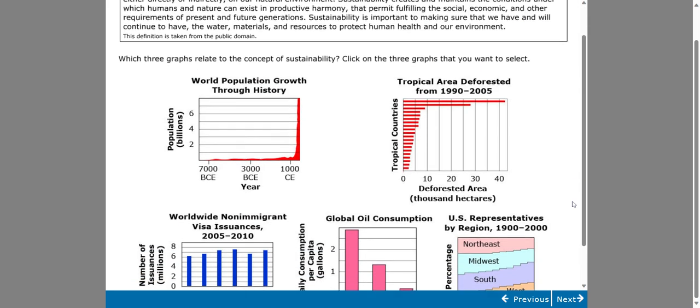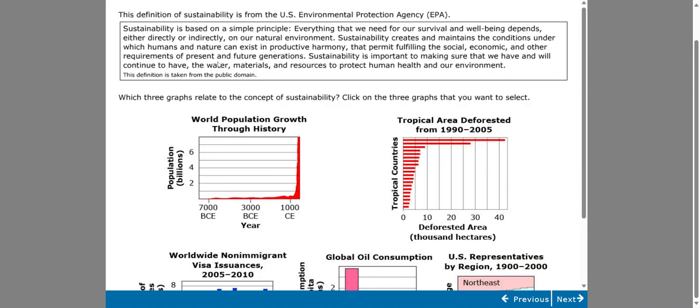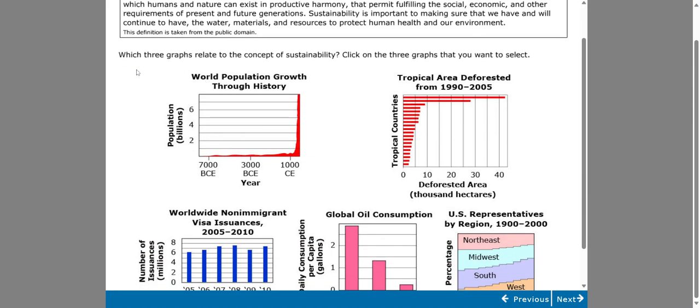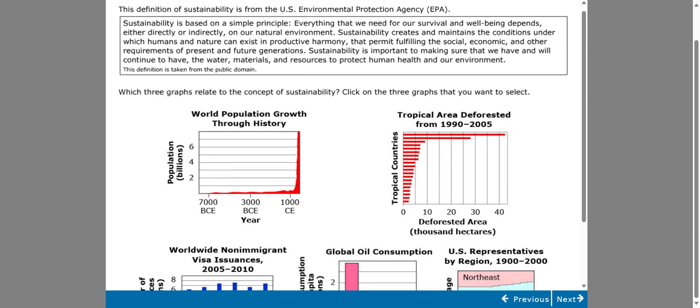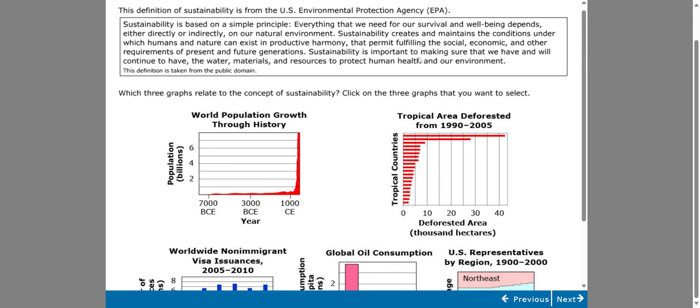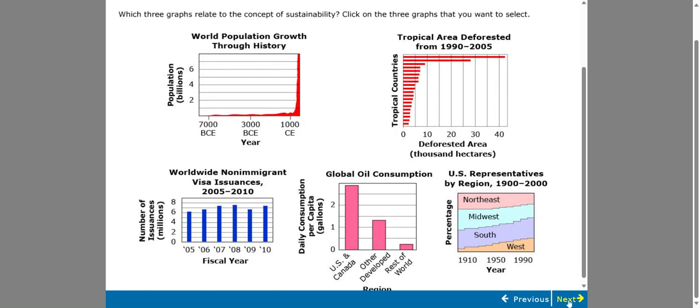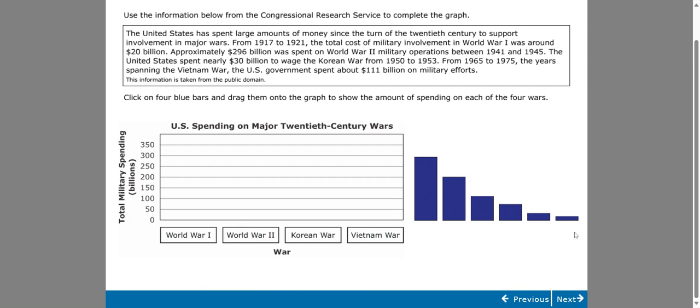Then we're moving on to another question having to do this time with understanding the definition of sustainability, which they have here in this box. And then you're asked which 3 graphs relate to the concept of sustainability. And then click on the graph that best connects with, again, sustainability. Notice how there are 5 graphs here, and you're making decisions based on the text evidence, which is provided above, right, writers.